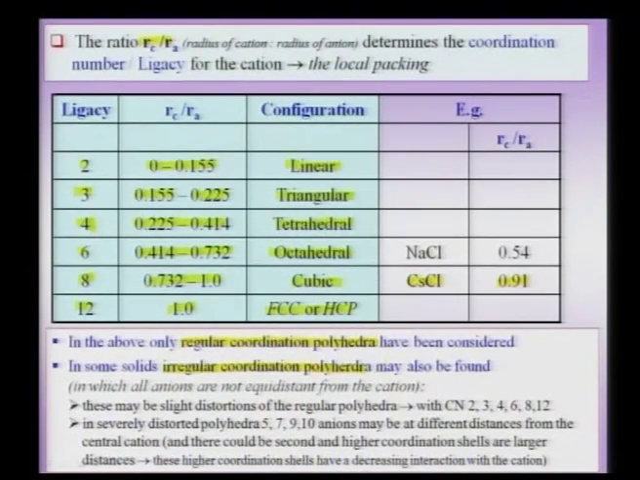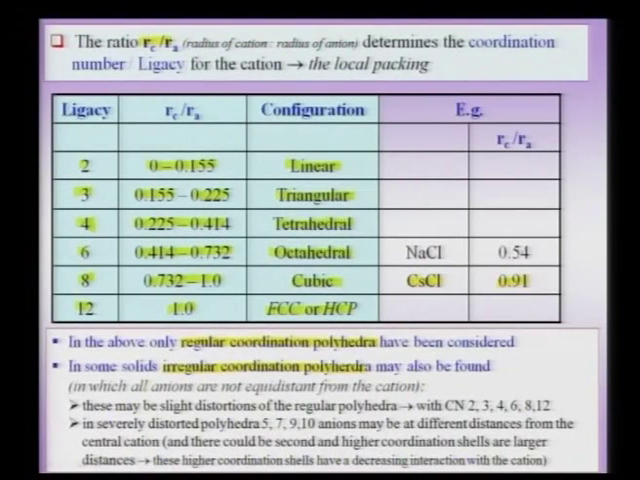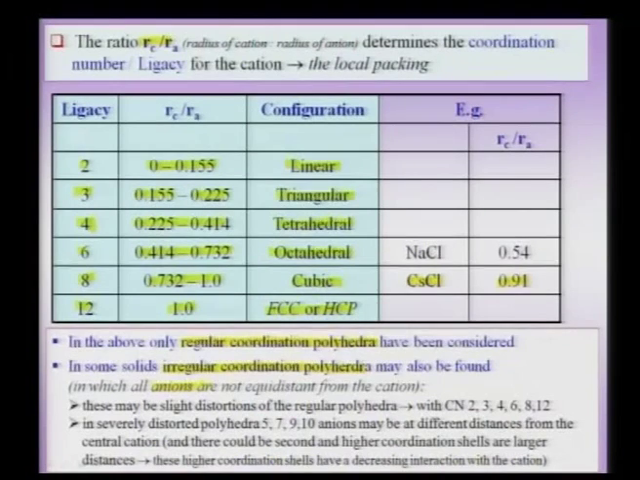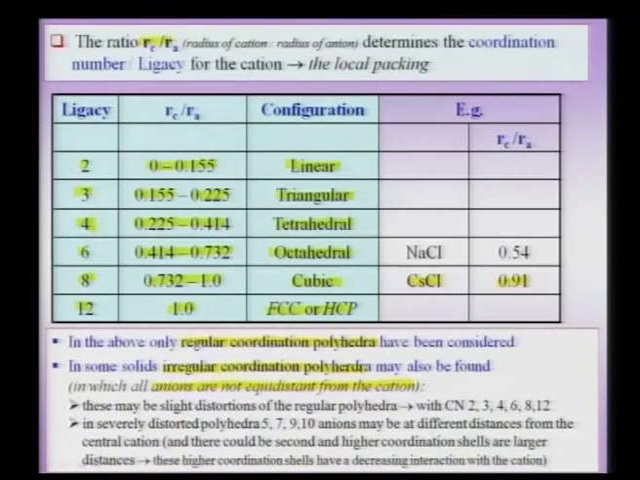If you find irregular coordination polyhedra, as we saw in the case of the distorted octahedral and distorted tetrahedral voids in the BCC structure, there is a possibility that all the anions around a central cation may not be at equal distance. So, all anions are not equidistant from the cation if you have an irregular coordination polyhedron. Some of the anions may be closer to the central cation as compared to some of the other anions which are farther away, and therefore their interactions could have different strengths.